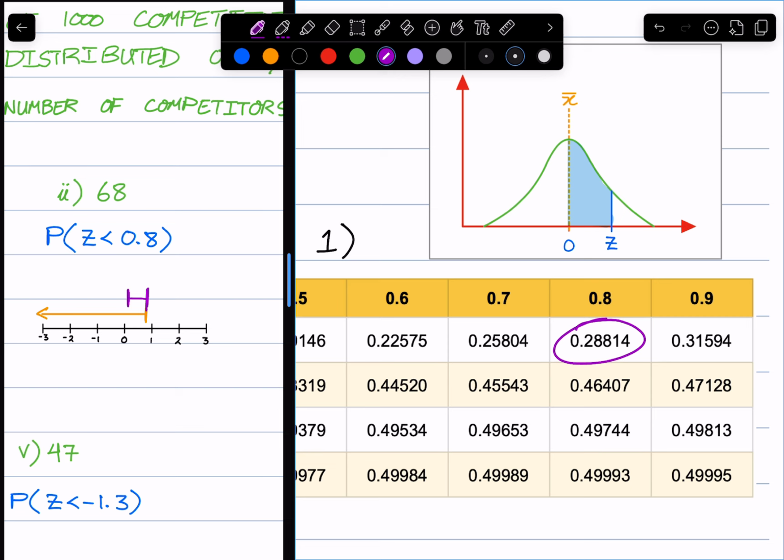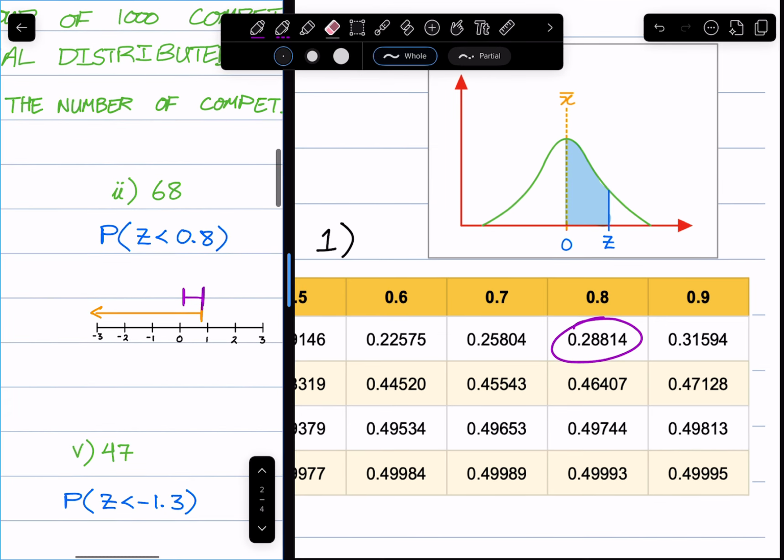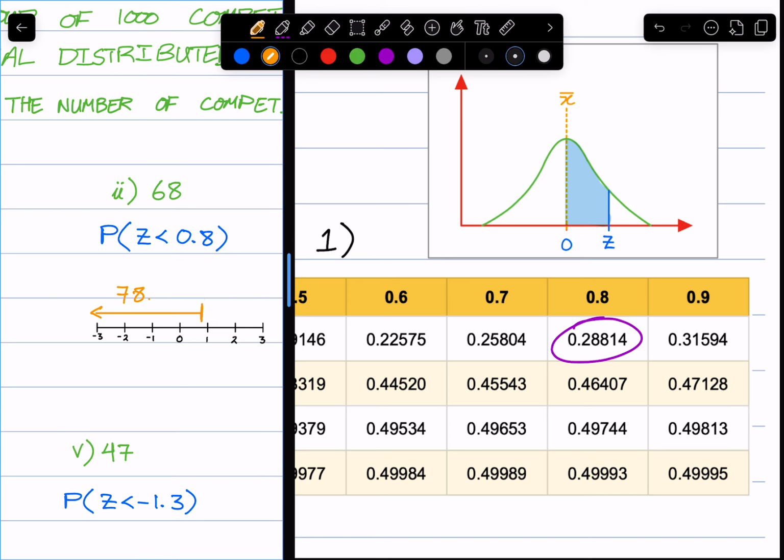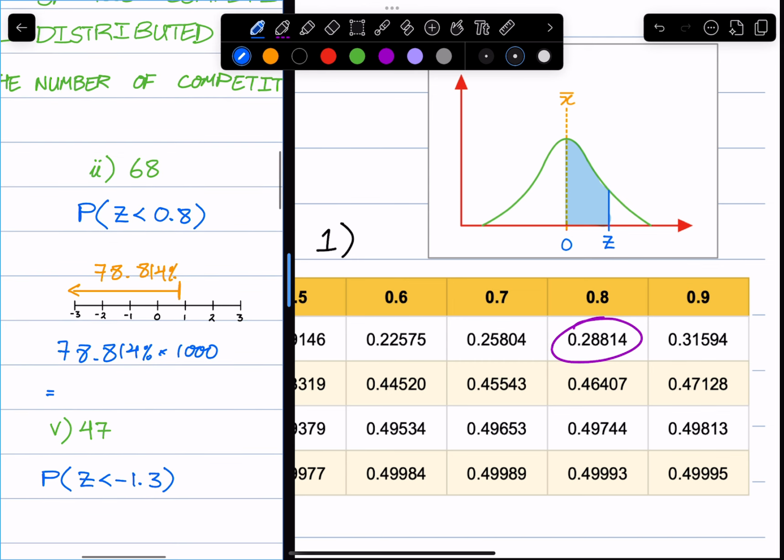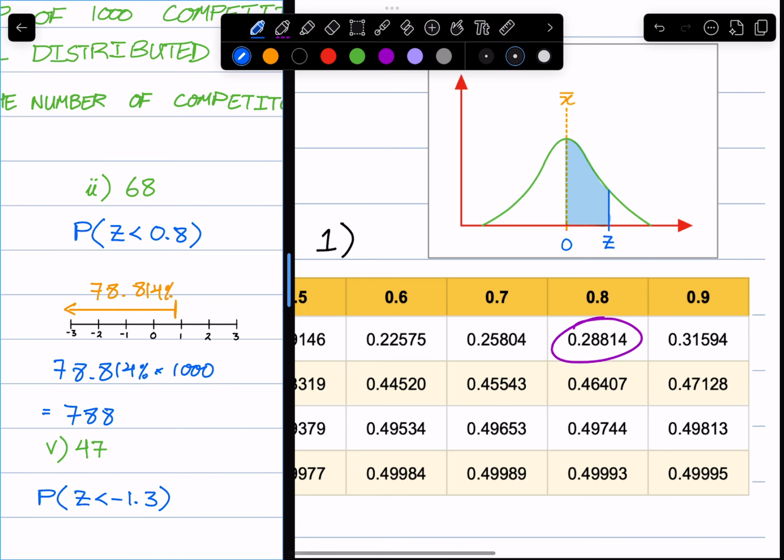So I'm just going to use a physical calculator here. It's a lot faster. Adding on 50%, you should be getting now, in orange here, 78.814%. So the easy part here, timesing by the 1,000 students or 1,000 competitors, that gives us 788 competitors below a mark of 68. Okay, so let's keep going now.